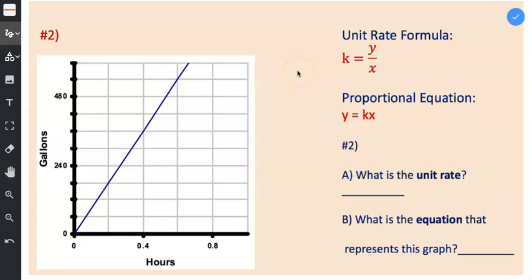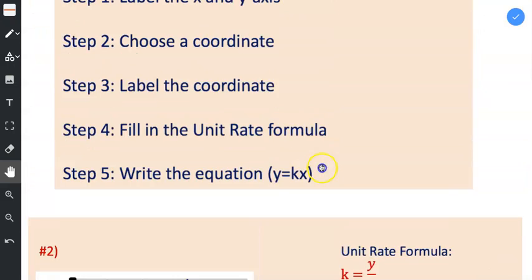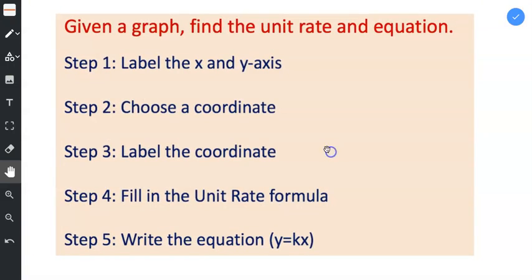We are on to number 2. I want to quickly review the steps for finding the unit rate in the equation, so I'm going to grab this hand icon, which is the panning, so I can pan upwards. And it says, given a graph, find the unit rate in equation.